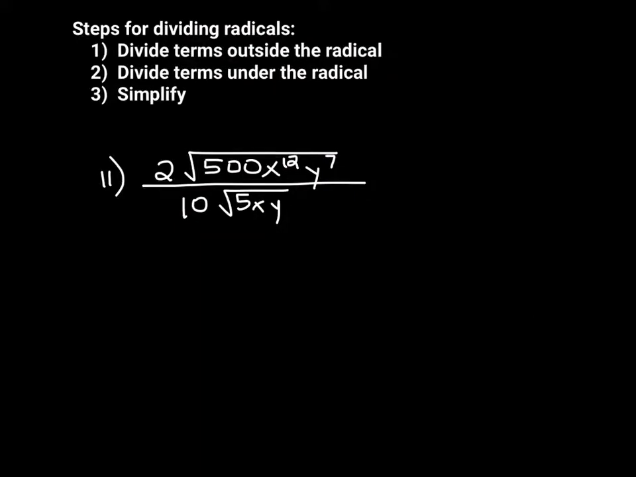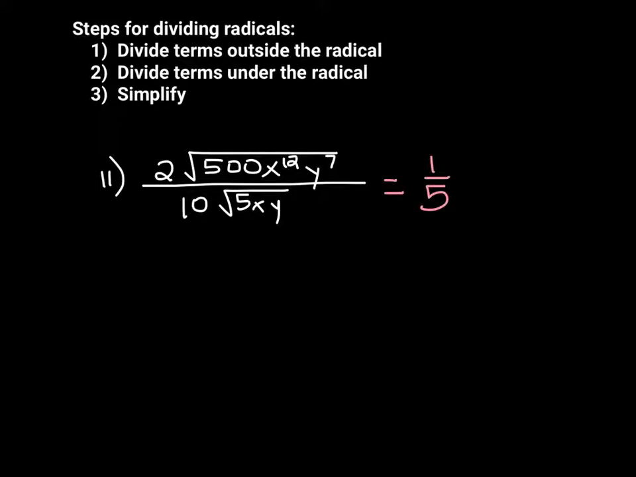All right, and the last one I'm going to do with you guys in this video is number 11. And it's just dividing radicals. Now, the steps for dividing radicals are really the same exact steps as we did with multiplying radicals, just change the word multiply to divide. So we're first going to divide the terms outside the radical. So we have a 2 divided by 10. So that's really just going to simplify to 1/5 for us. So I'll rewrite that over here as 1/5.